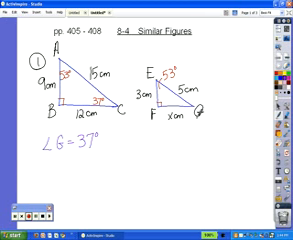Again, the matching angles, corresponding angles, have the same angle measure. Since angle G corresponds with angle C, and angle C is 37 degrees, that makes angle G 37 degrees.